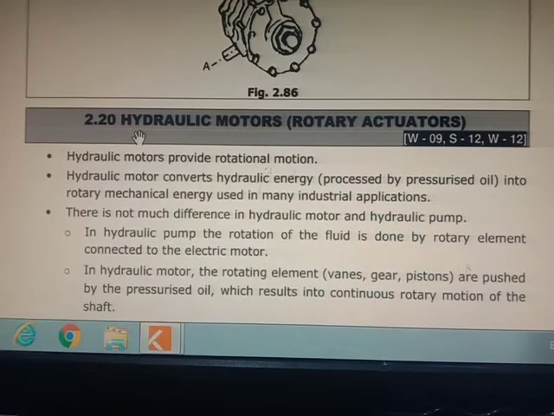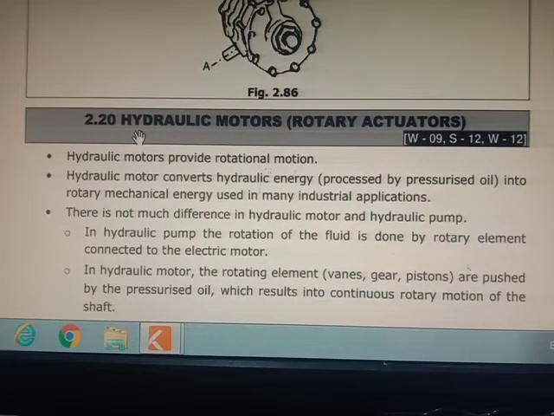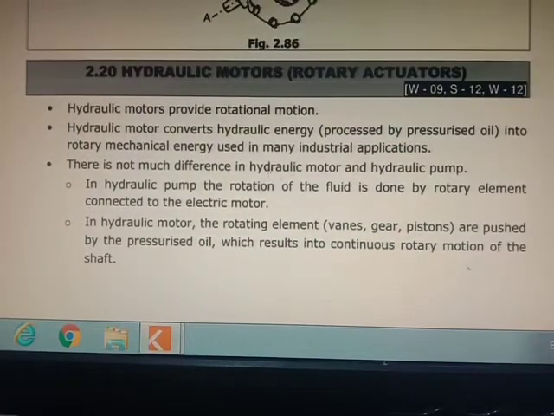And as the flow of the oil changes, the hydraulic pump which was rotated earlier will now be rotated by the high pressurized oil, giving rotary motion, and then it is called a hydraulic motor, right? So what was happening in the hydraulic pump? Let us see. In a hydraulic pump, the fluid is moved by a rotary element connected to the electrical motor. In the hydraulic pump, we are rotating the pump with the help of the electrical motor.